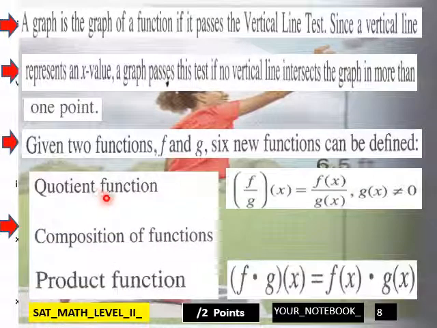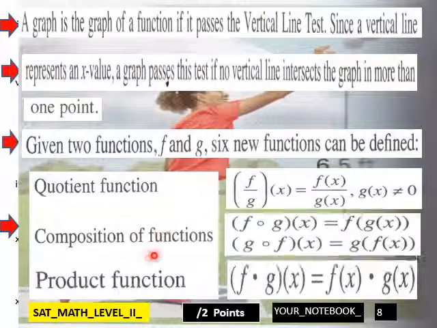And then we go into a quotient function, which would be f over g of x, and this is how it would present itself here, f of x over g of x, where g of x cannot equal 0. And then a composite of functions, f of g of x would be f of g of x, and then g of f of x would be g of f of x. These are composites here.